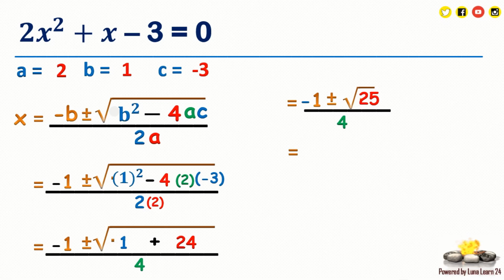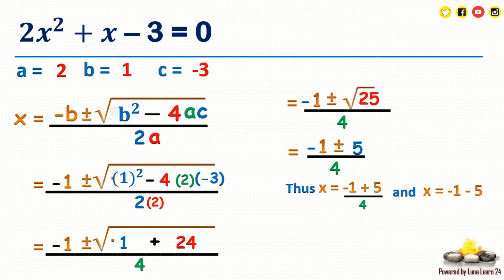The square root of 25 is 5. So we have negative 1 plus or minus 5 on 4. Therefore, the values of x are x equals negative 1 plus 5 on 4, or x equals negative 1 minus 5 on 4. Finally giving us x equals 1 and x equals negative 3 on 2.